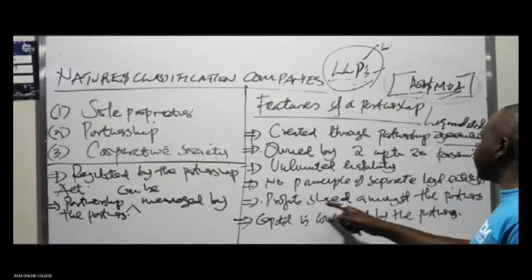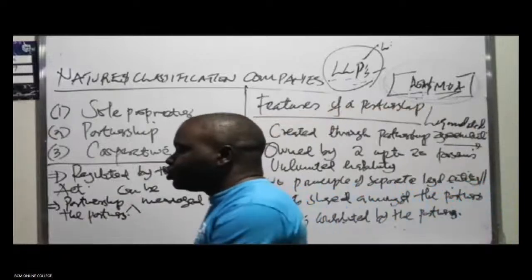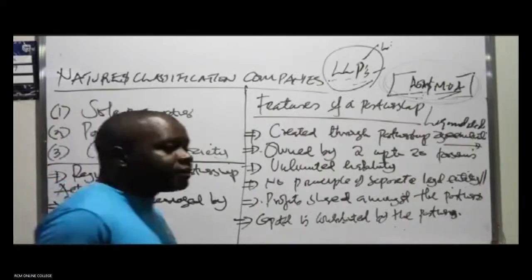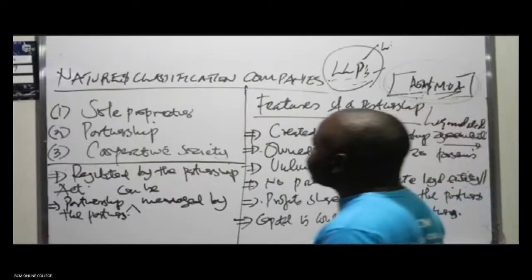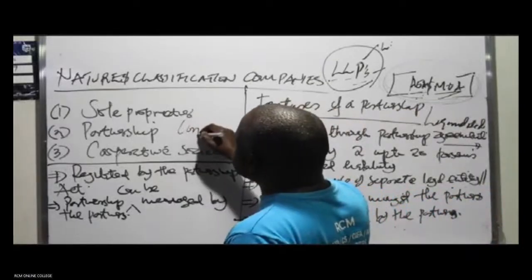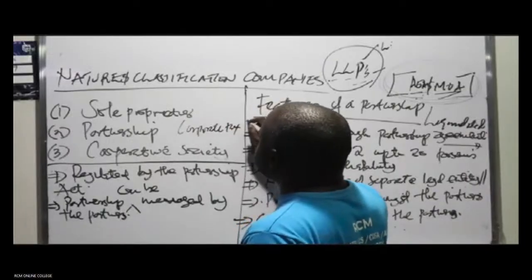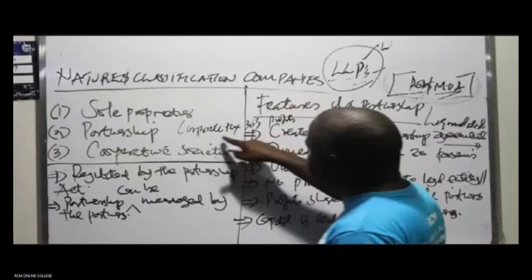Then profits are shared amongst the partners. But of course, also in a company, profits are shared amongst the shareholders in the form of dividends. But there's still a difference. Those who have done public finance and taxation will likely be told that in a company, we have something we call corporate tax. This corporate tax is normally 30% on the profits of the company.